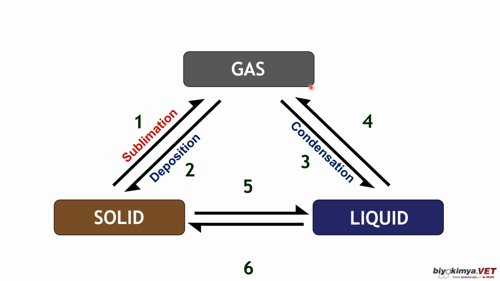Converting a gas to a liquid is condensation, an exothermic process. Converting a liquid to a gas is vaporization, an endothermic process. Converting a solid to a liquid is melting, an endothermic process. Liquid to solid is freezing, an exothermic process.